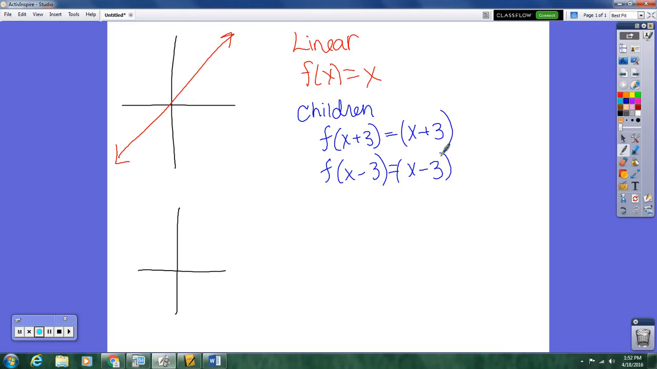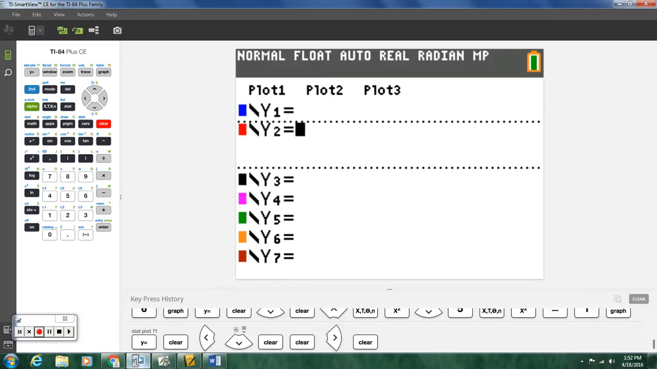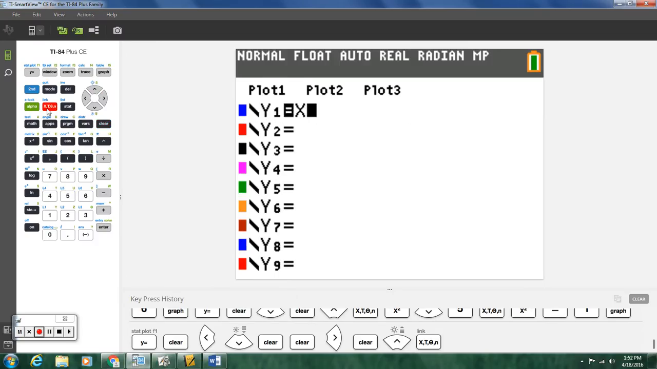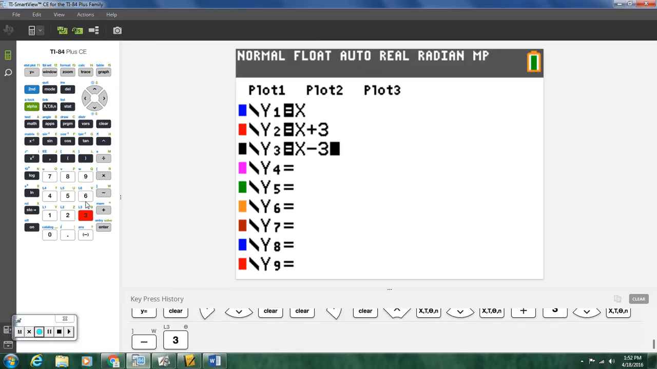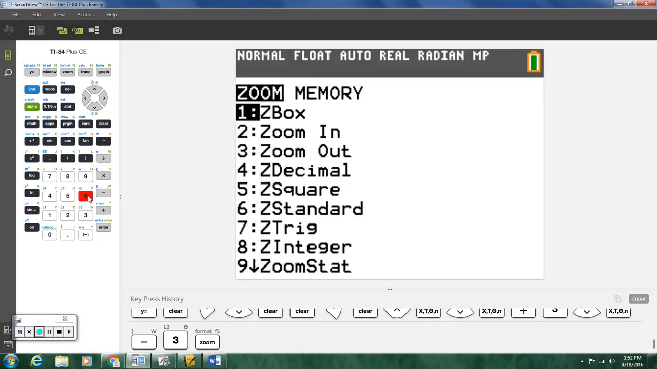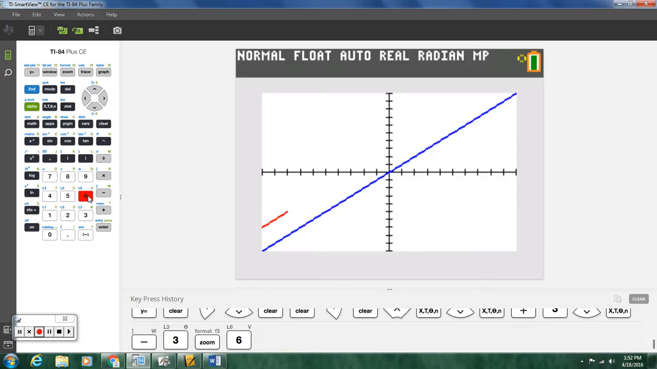Any idea what that plus 3 or minus 3 is going to do to it? Move it up or down? Okay. So we're going to go to our y equals. We're always going to put our parent function in y1, so y1 is going to be x. You're putting that in your calculator right now. Then we're going to put in x plus 3 in y2, and x minus 3 in y3. The parent function is always going to be the first one. Mine is graphed in color, so blue will always be the parent function. Make sure we're on a standard window, so zoom 6, so everybody's looks the same.